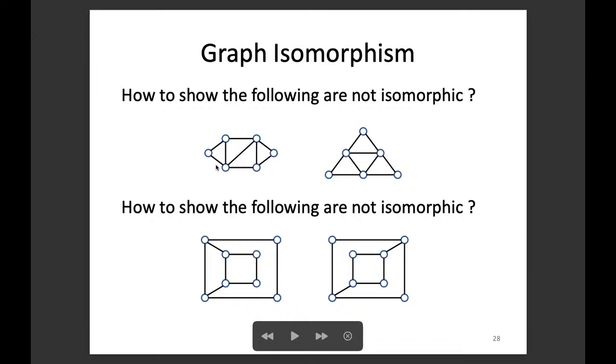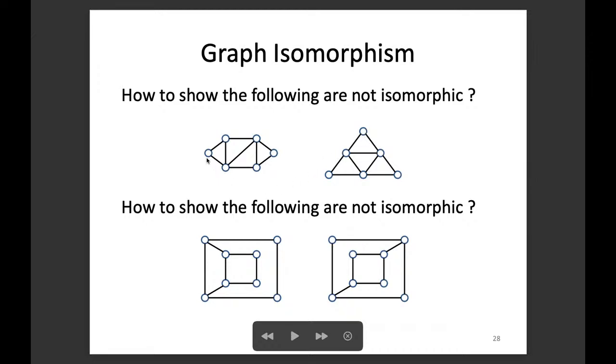If they are isomorphic to each other, then there will be a one-to-one correspondence between the vertices, such that the corresponding edges will also be one-to-one corresponding. So in particular, what I want to claim here is that there is a vertex with two incident edges. So this vertex has degree 2. If this graph is isomorphic to this one, then this vertex should be mapped to some vertex that is also of degree 2.